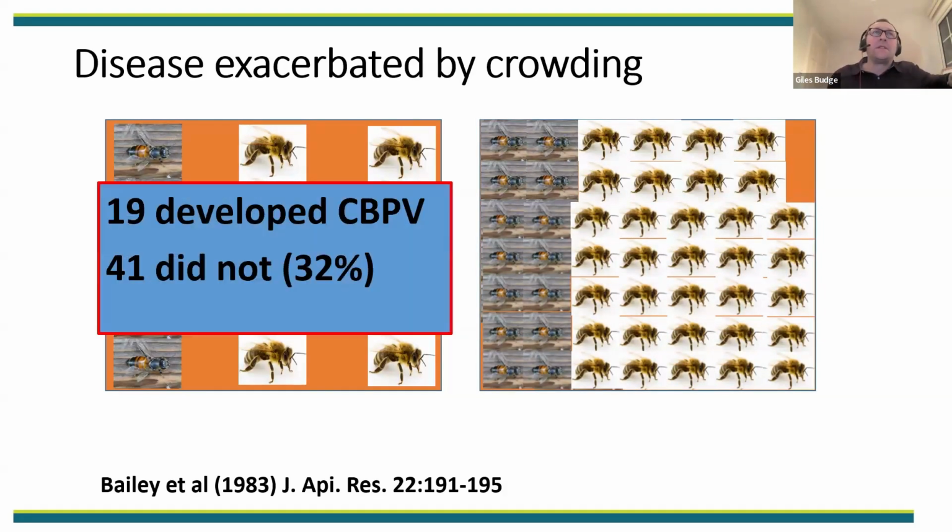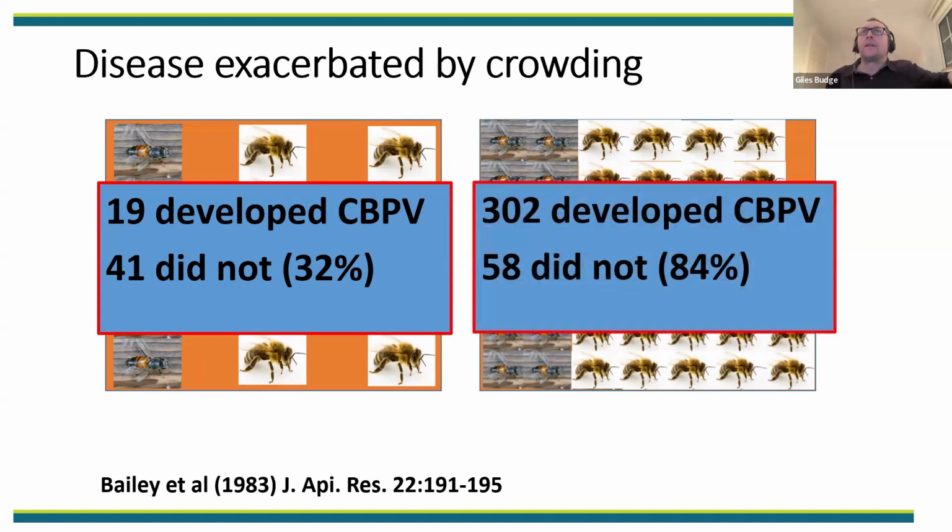What he found was that a few bees developed chronic bee paralysis. That should say chronic bee paralysis rather than chronic bee paralysis virus, so they did check for that as well. About 32% of those healthy bees in the low density pot developed the disease, whereas 84% of those healthy bees developed the disease in the high density pots. This is good evidence that the disease is more likely to move from diseased bees to healthy bees when the colonies are crowded.